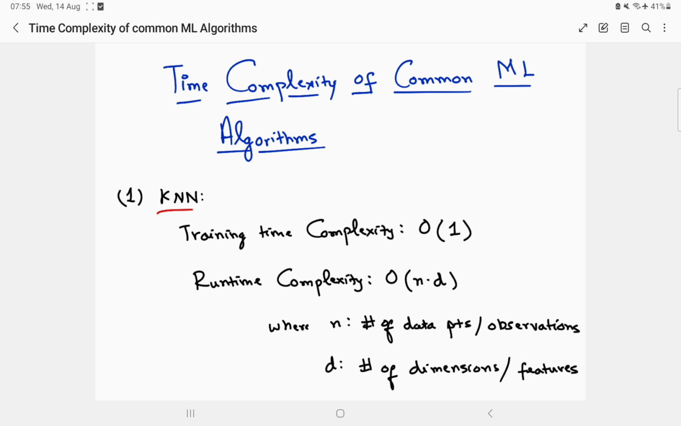And in today's video, we are tackling a crucial topic for any aspiring data scientist or machine learning engineer, that is understanding the time complexities of fundamental machine learning algorithms.